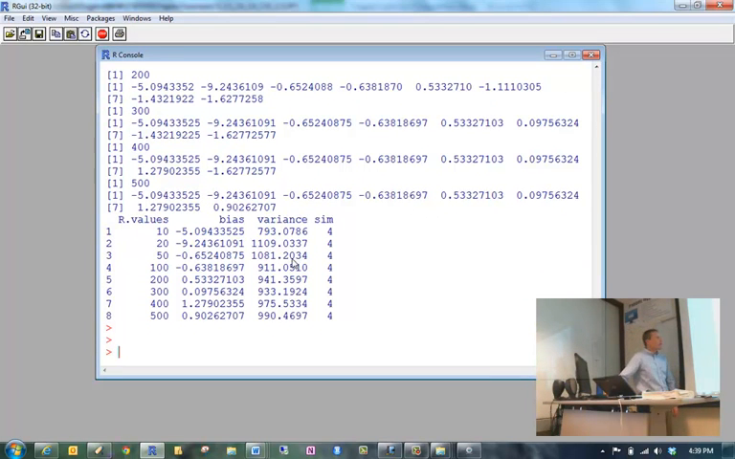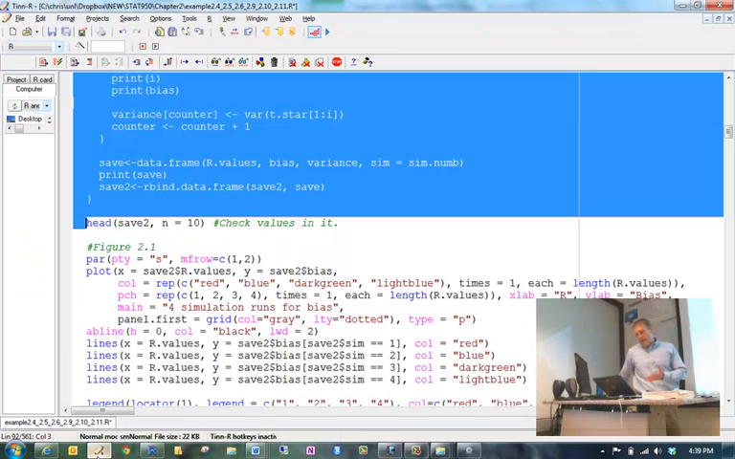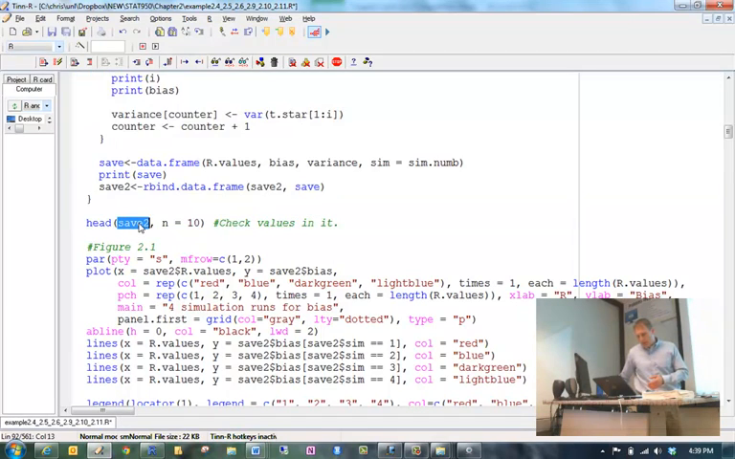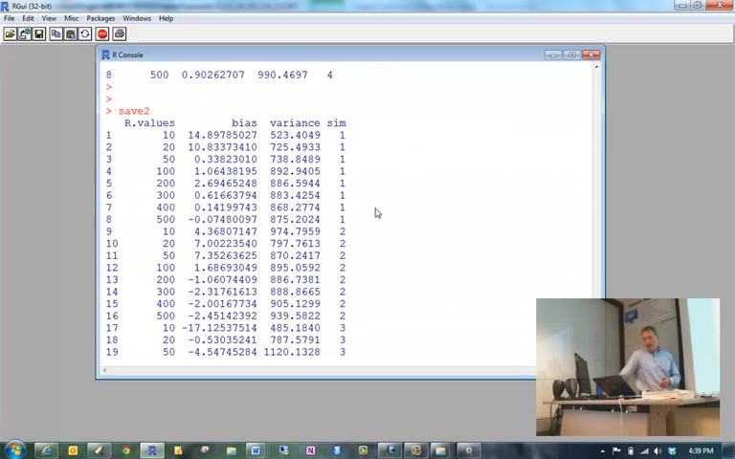Okay, so let's look at save 2 again. What I need to do is graph this. I want to reproduce that figure that we saw in the book. So what I'm going to do is just show you first what the bias graph looks like. I'm going to print the R values on the x-axis and the bias values on the y-axis, and produce the plot that's on page 228.